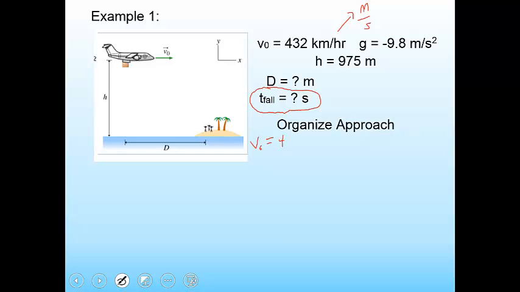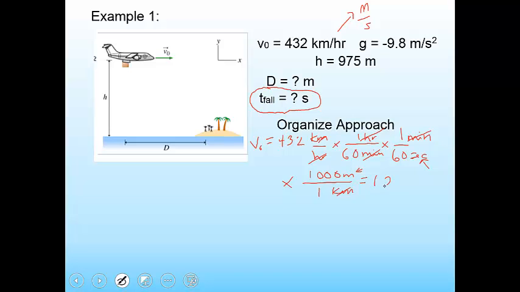V naught is 432 kilometers per hour. And I will multiply by 60 minutes in 1 hour, multiply by 60 seconds in 1 minute. And I will also multiply by 1,000 meters in 1 kilometer. Okay, so just using unit cancellation, that will get us to meters per second. And the answer is 120 meters per second.